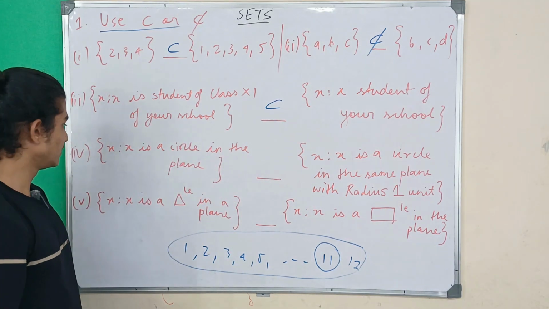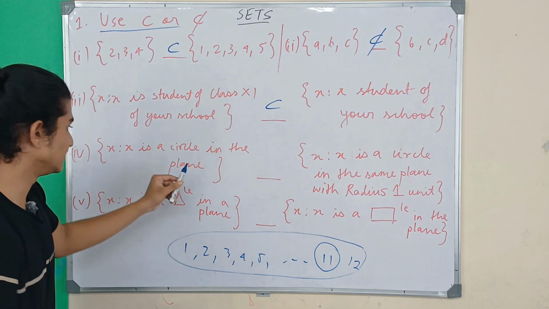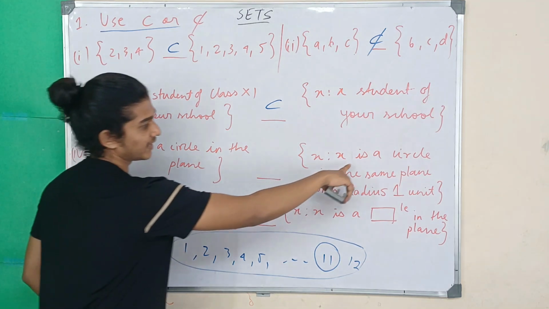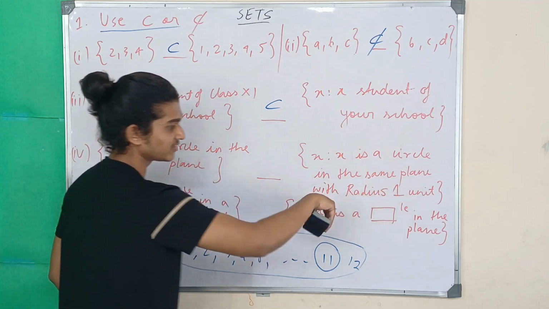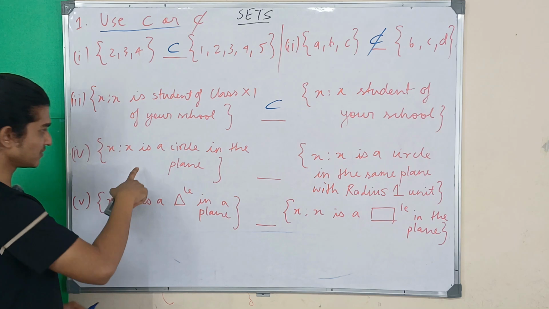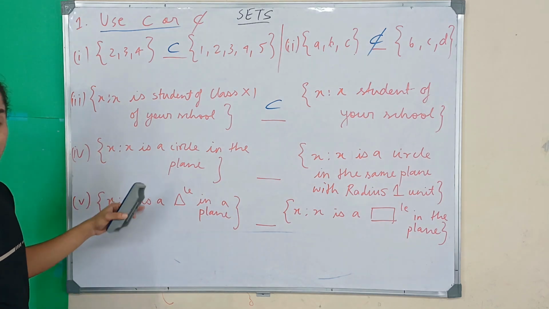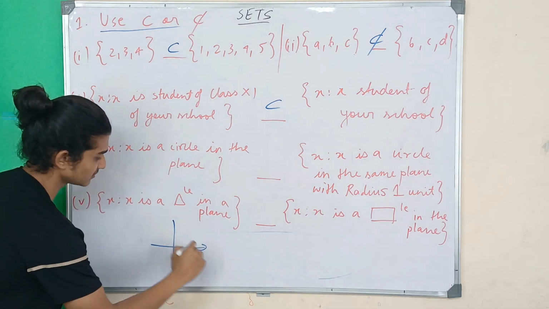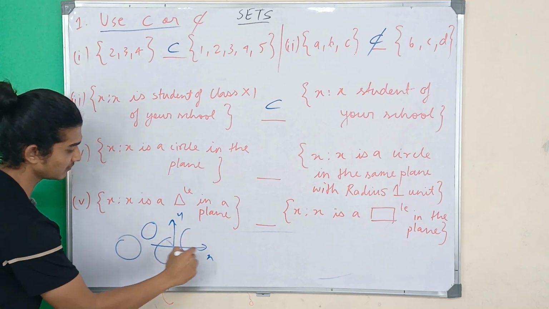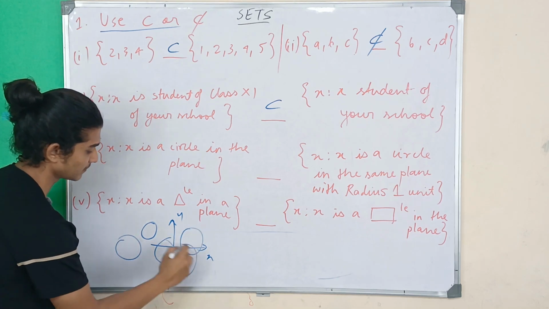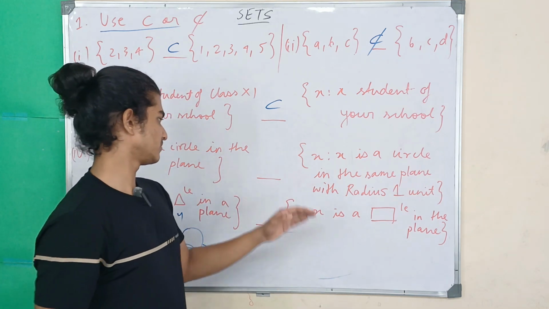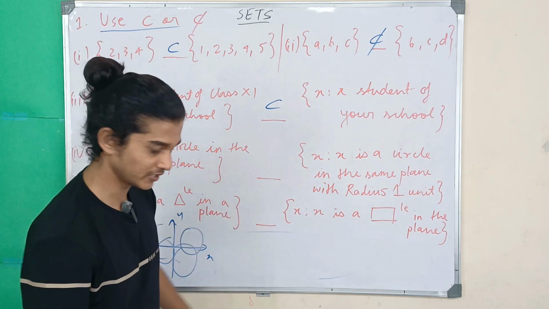The next one is the set of all x such that x is a circle in a plane, whereas the other set is the set of all x where x is a circle in the same plane with radius 1 unit. Let us try to solve this. The first one says every circle in a plane. So we have this plane, x-axis, y-axis, and all the circles. Basically every single possible circle on the plane. So this is this set, whereas this one is every single circle in the same plane with radius 1 unit.